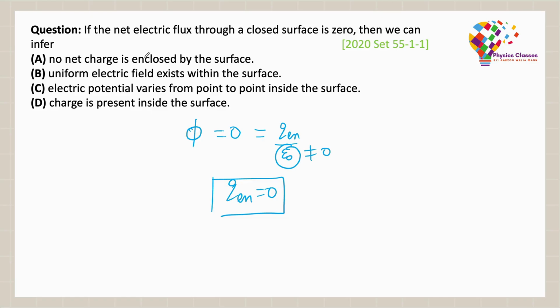So, if I look at the options, no net charge is enclosed by the surface. This looks to be correct, but let's look at the other options as well. Uniform electric field exists between the surface. That's wrong. Electric potential varies from point to point inside the surface. That's wrong because it's an equipotential surface. And charge is present inside the surface. That is also wrong. So only option A is correct.